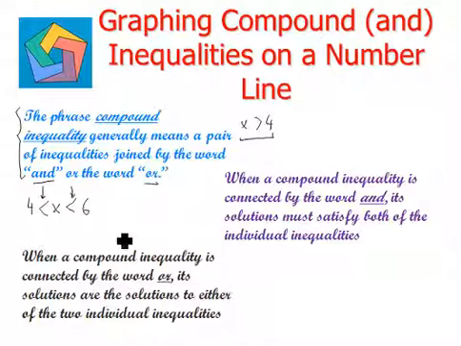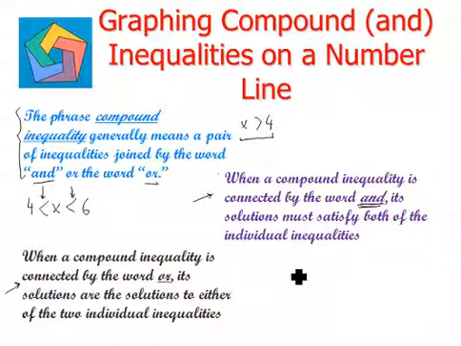So let's look at the first one, which uses the word and. When a compound inequality is connected by the word and, its solution must satisfy both of the individual inequalities. And the second is with the word or. When a compound inequality is connected by the word or, its solutions are the solution to either of the two individual inequalities. So we'll see the difference between the two.